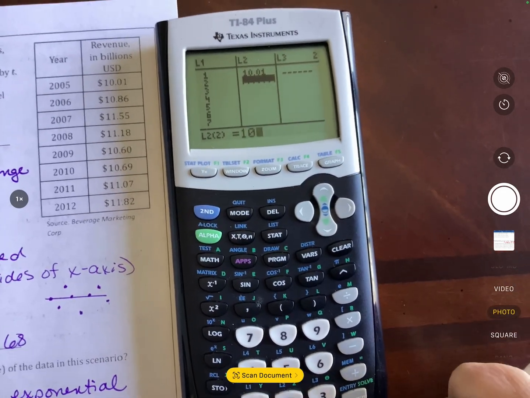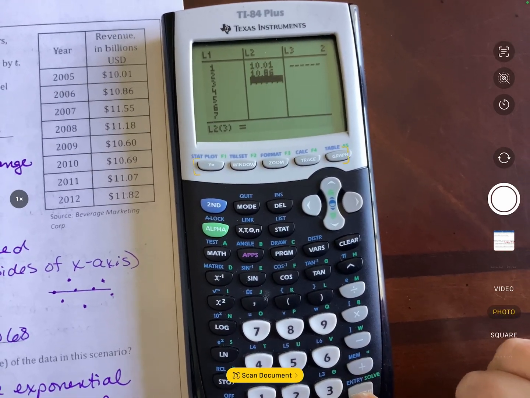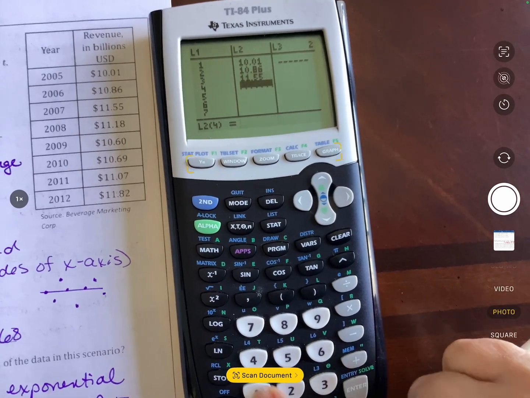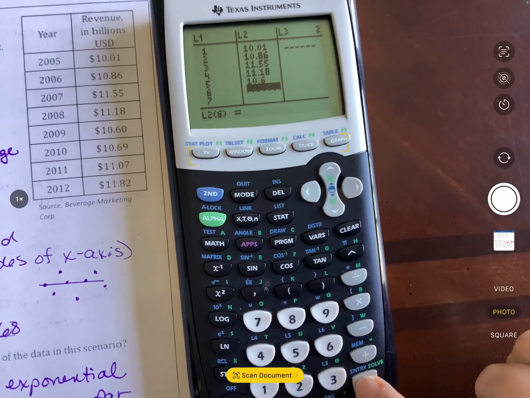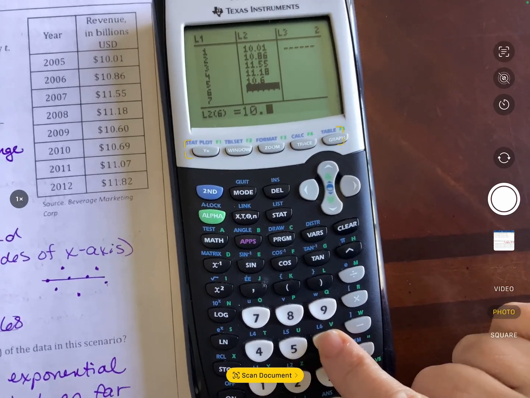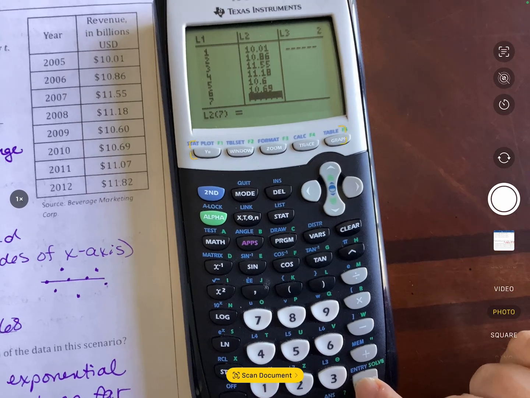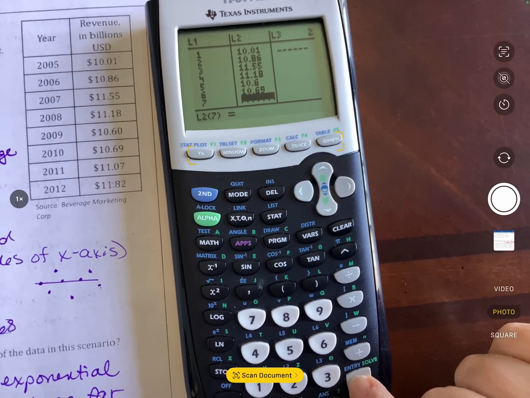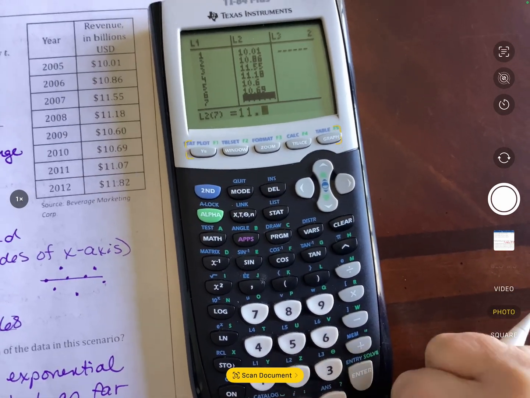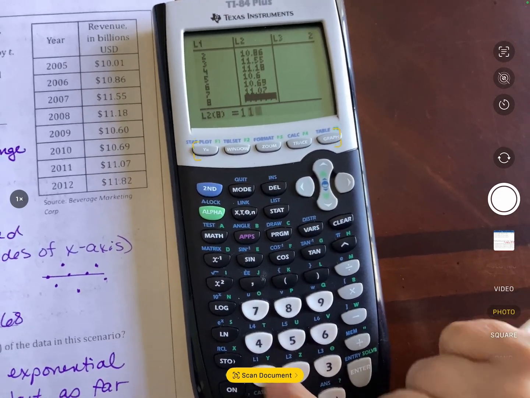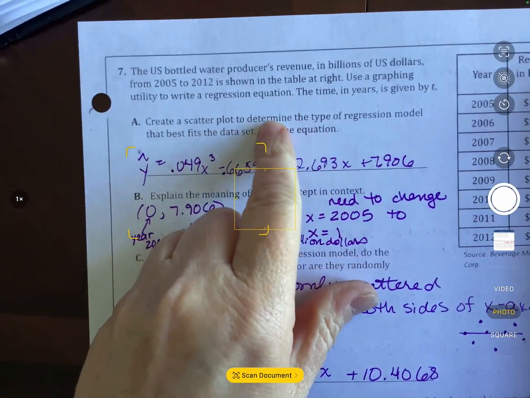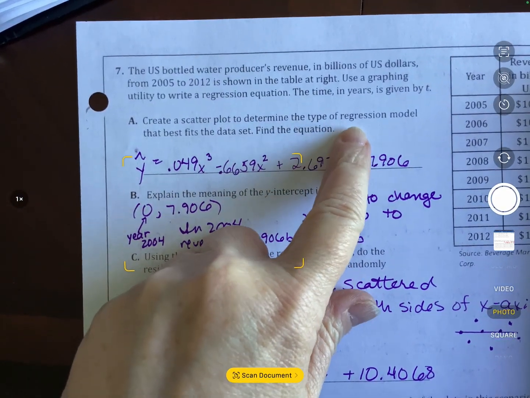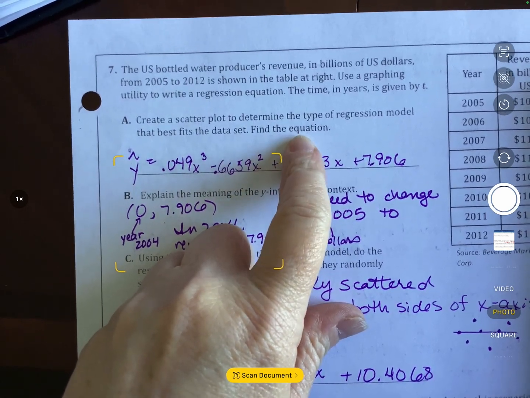10.01, 10.86, 11.55, 11.18, 10.6, 10.69, 11.07, and 11.82. All right, so now I want to see, because it definitely does not tell us to use cubic. It says determine the type of regression that best fits the data.